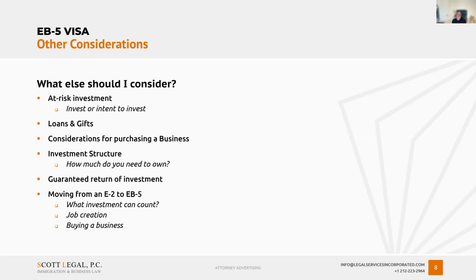So commitment could be something to refurbish the site in the gym example that I used. Commitment could be employees. So there are lots of different options for that. Loans and gifts have always been fine, but you do have to show where the loan is coming from or where the gift is coming from. So if you get the gift from your parents, for example, you would have to actually show where your parents got the money from.